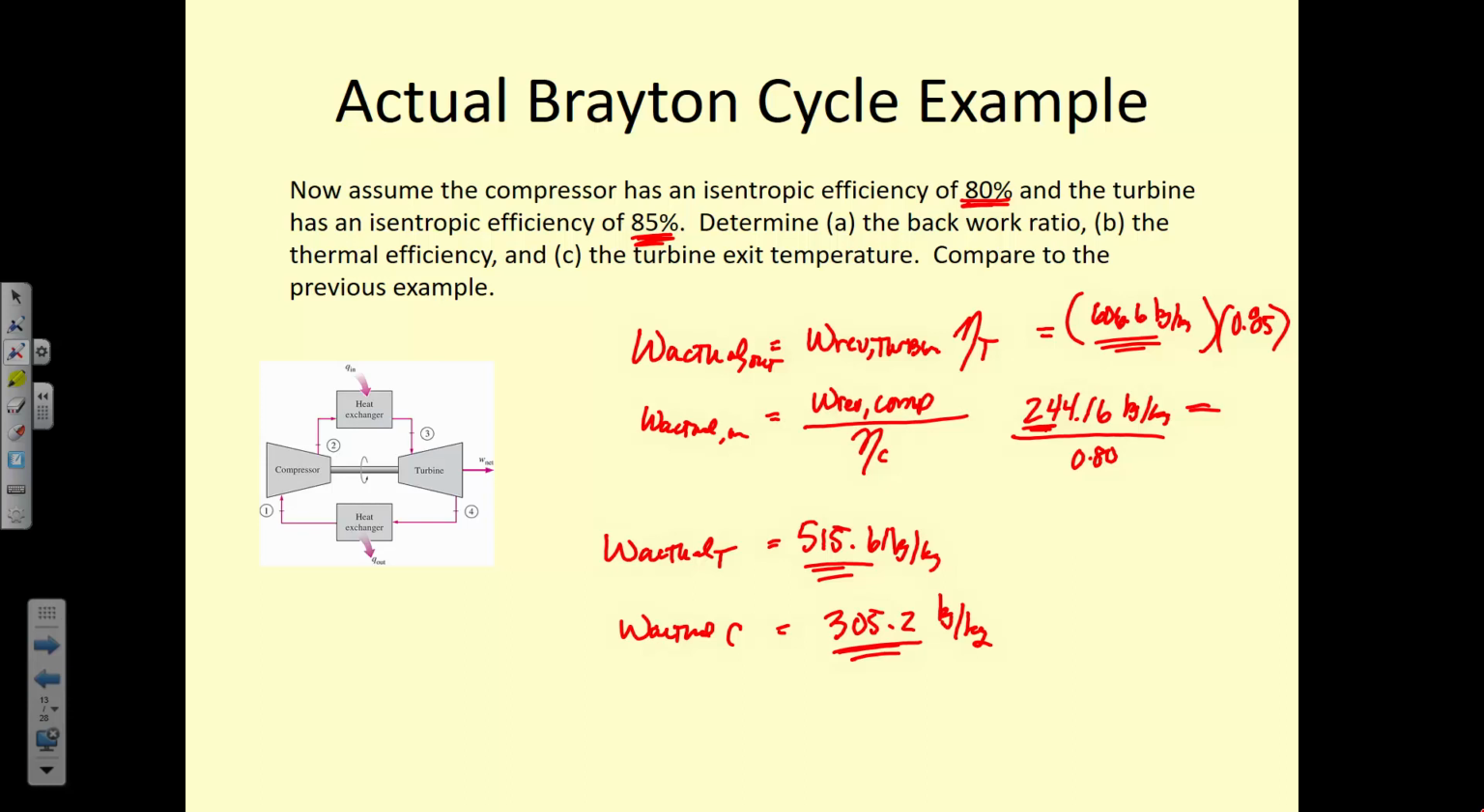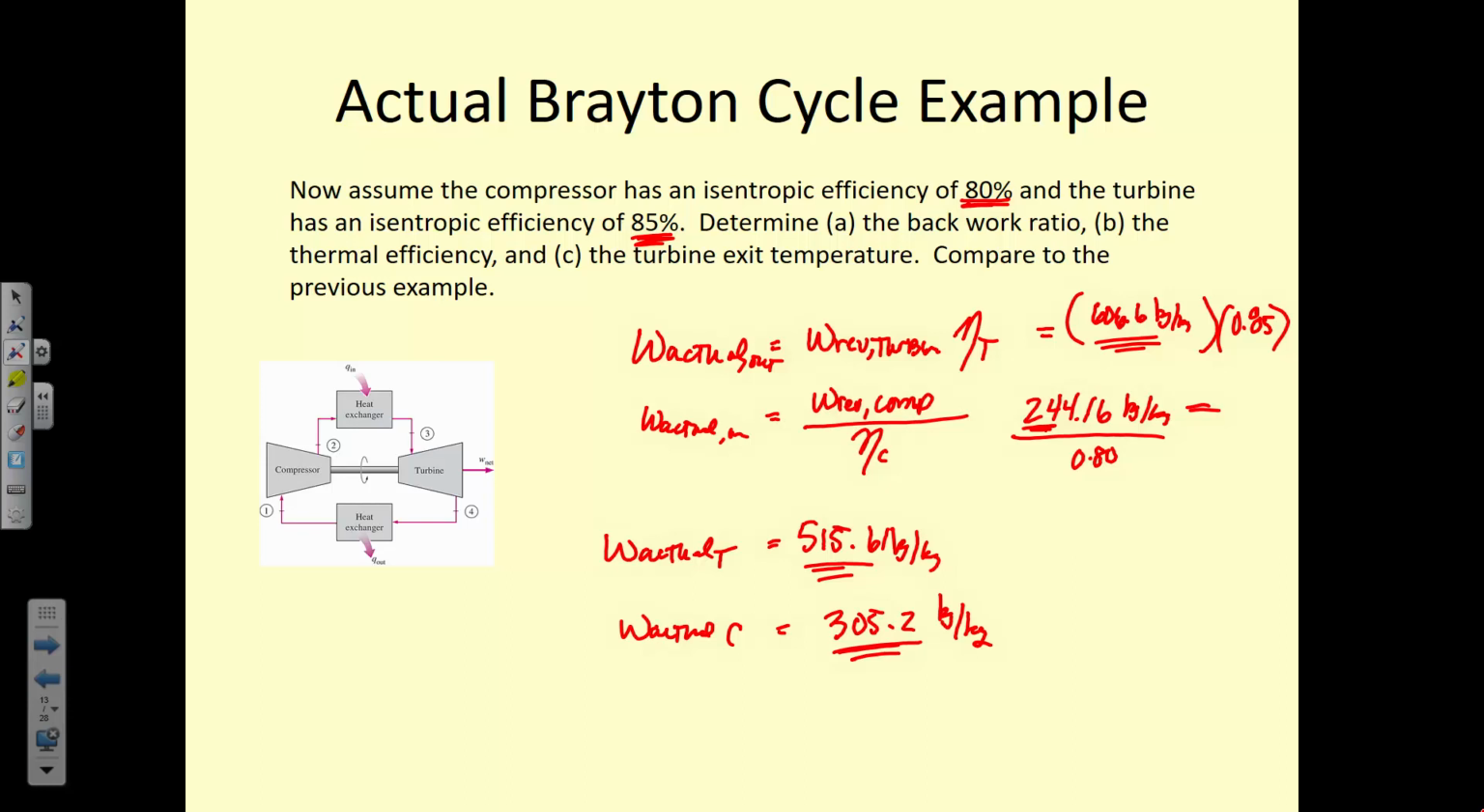So seeing this, do you think the back work ratio is going to increase or decrease for the actual cycle? Decrease. Increase. Because it's how much goes back to the compressor from the turbine. Right. So the compressor is requiring more input, and the turbine has less of an output. So the overall result is that the back work ratio is going to increase. Does that have anything to do with it being less efficient? Everything to do with it being less efficient.